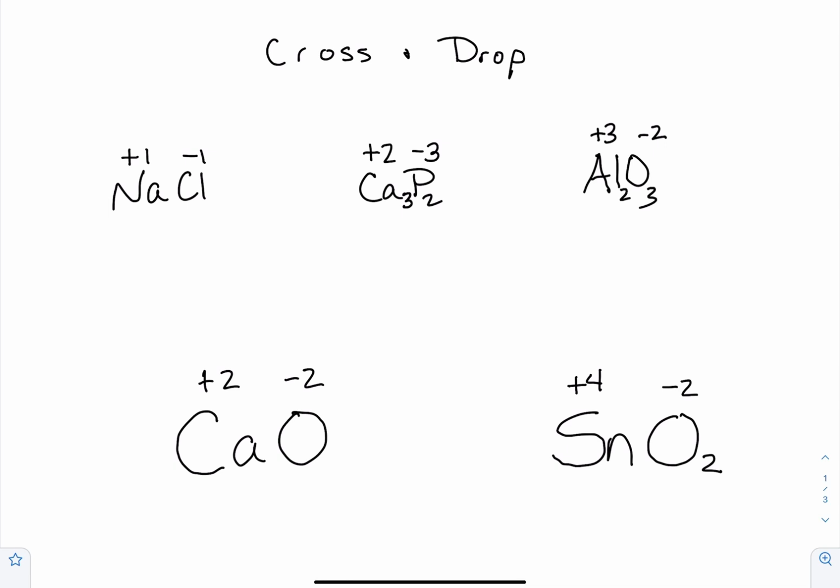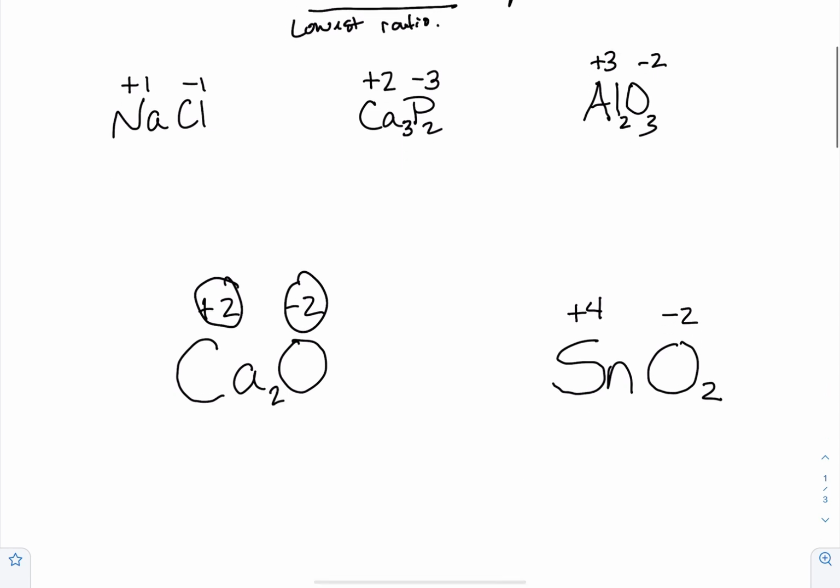All right, so here's where you have to be super careful. When you're doing these, for the cross and drop to work, it has to be the lowest ratio. And it's not going to work if it's not the lowest ratio. So if you look right in this situation, I don't have the lowest ratio. So I would not say Ca2O2. You can't do that. It's got to be the lowest ratio of the charges. So this is kind of like being +1 -1. That's kind of weird though, because it isn't +1 or -1, but it becomes Ca understood 1, understood 1.